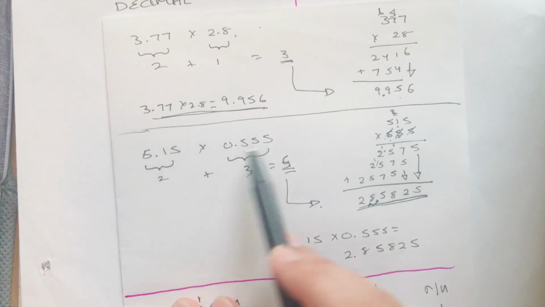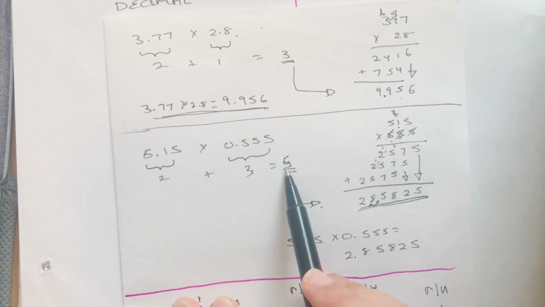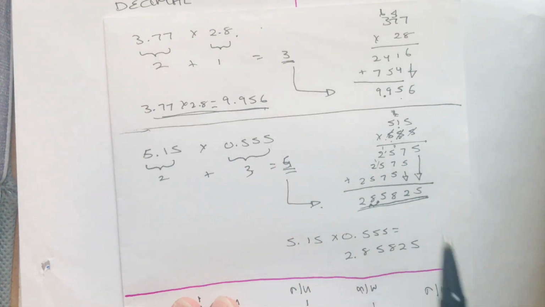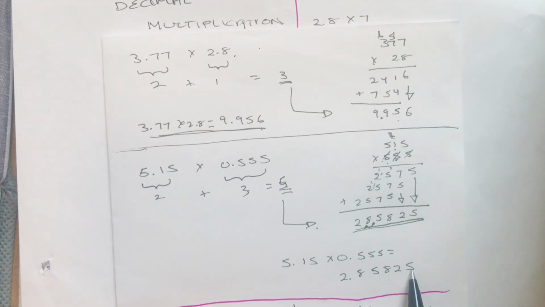This had 2 decimal points, this had 3 decimal points. 2 plus 3 is 5, so your answer will have 5 decimal points. Count with me to know that we're right. So 1, 2, 3, 4, 5, and then the decimal point. So that's your answer right there.